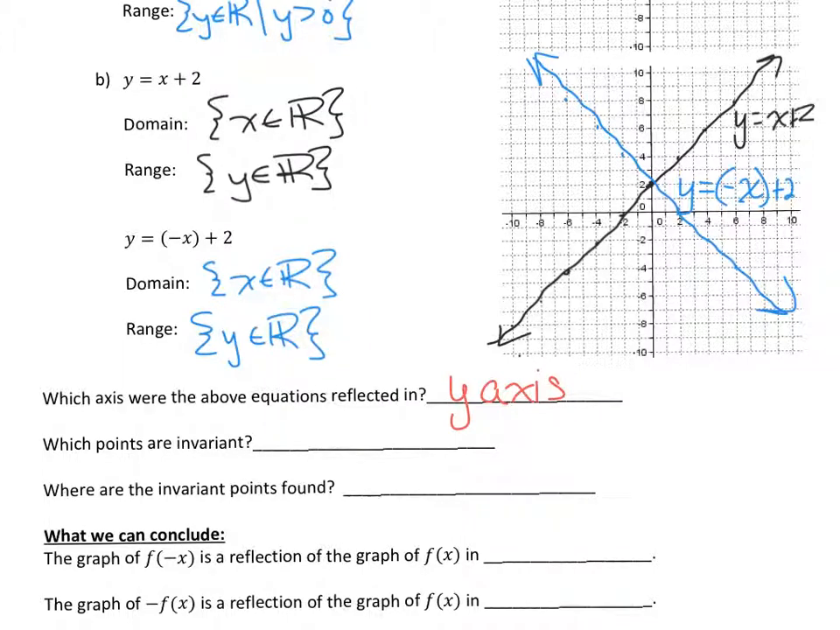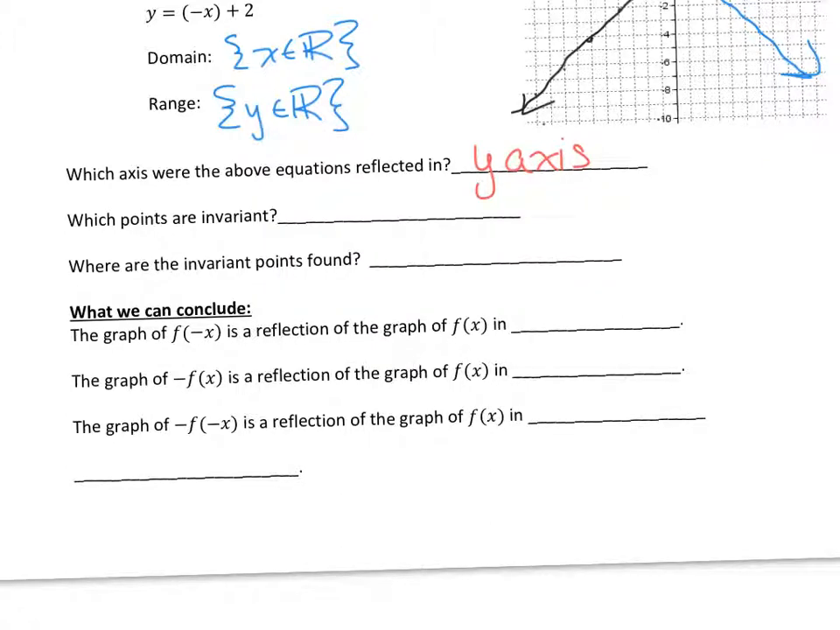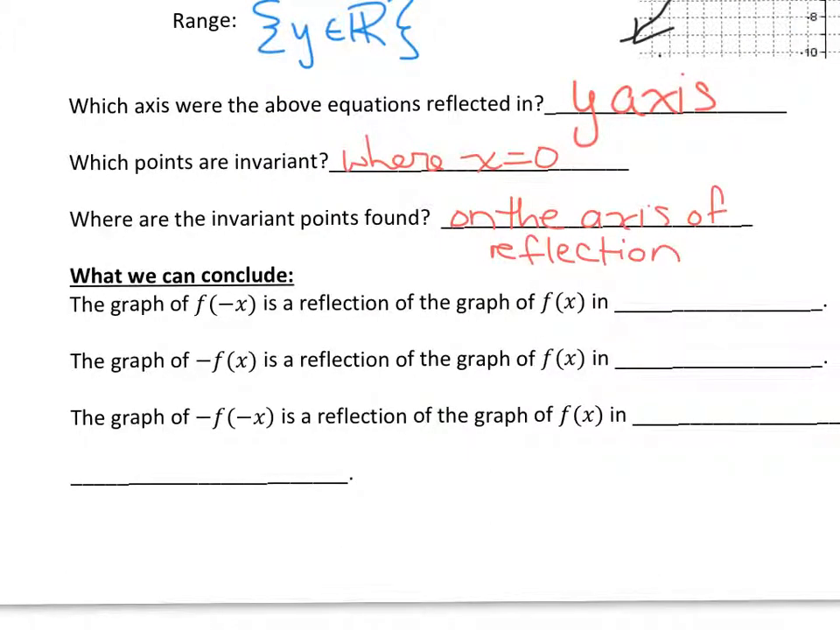But just remember, it is the axis of reflection, because if we had moved this graph around some more, then it wouldn't necessarily be the y-axis. So we can make a few conclusions. We can conclude that the graph of f of negative x is a reflection of the graph of f of x in the y-axis. And the graph of negative f of x is a reflection of the graph of f of x in the x-axis. So a graph of negative f of negative x would be a reflection of the graph of f of x in both the y and the x-axis.